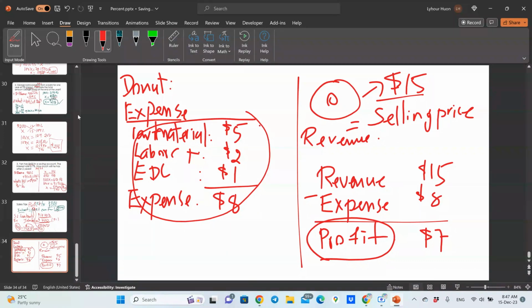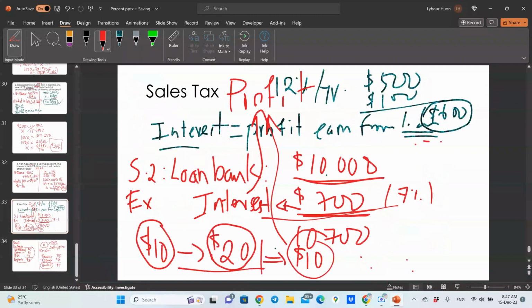Okay, so this is the word profit. But when we earn money from the interest, from savings or loans, that is called interest. But interest is part of profit. It's just part of profit.